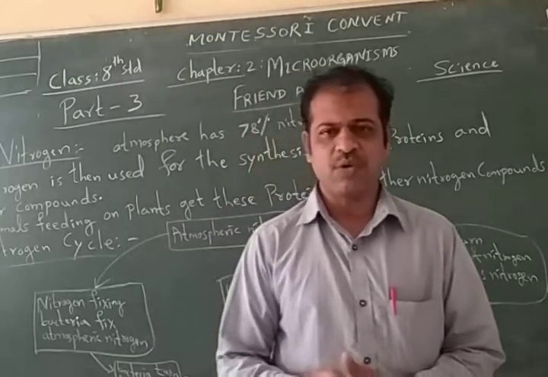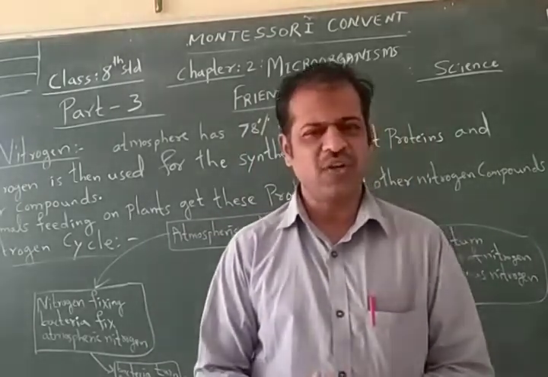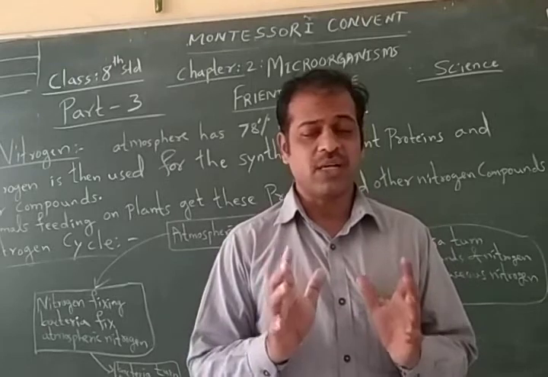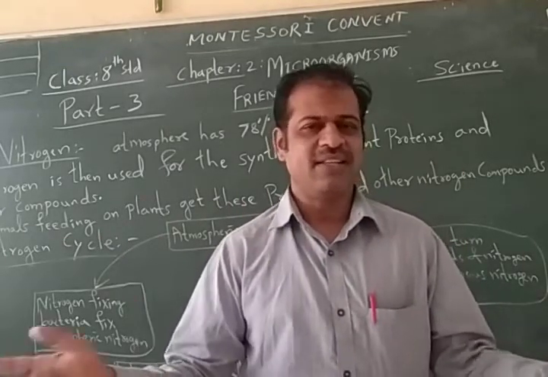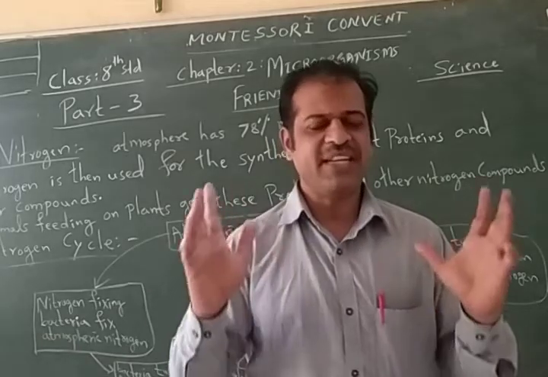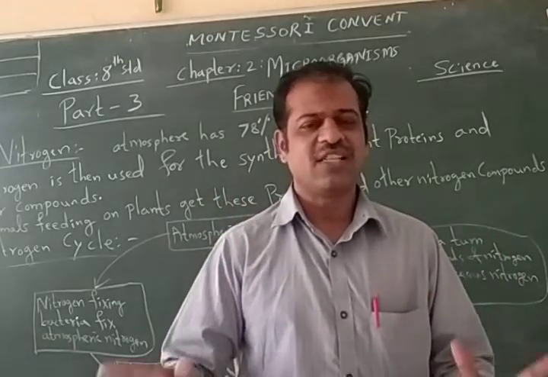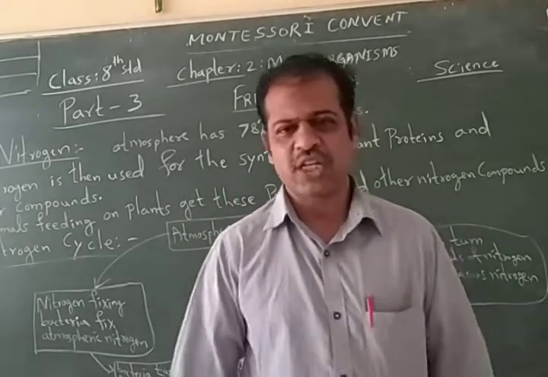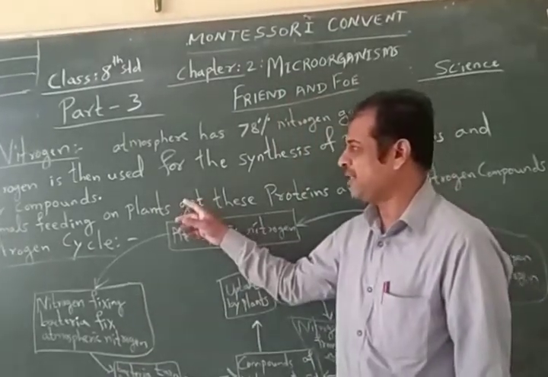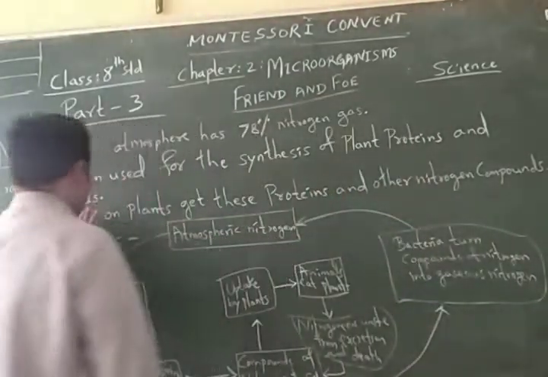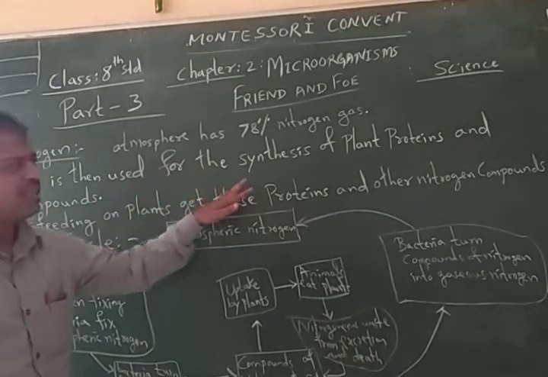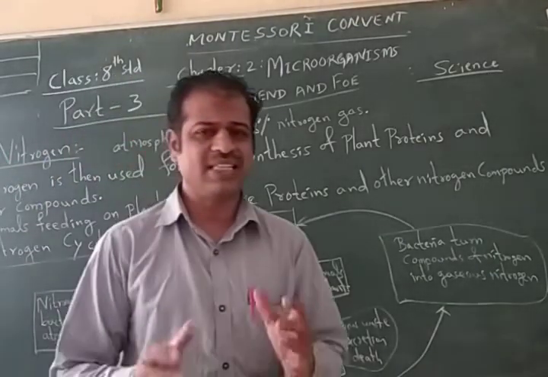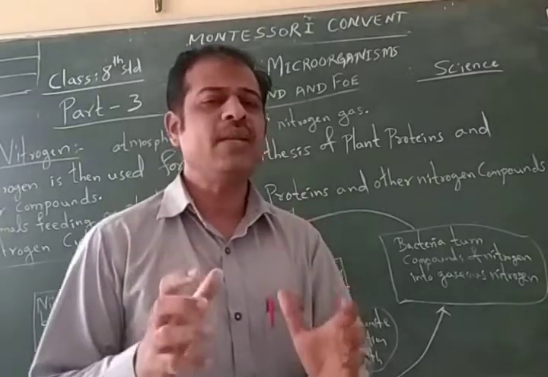Here we study about nitrogen in this video. What is the percentage of nitrogen in the atmosphere? In the atmosphere, the percentage of nitrogen is 78%. Here we see that nitrogen is used for the synthesis of plant proteins.